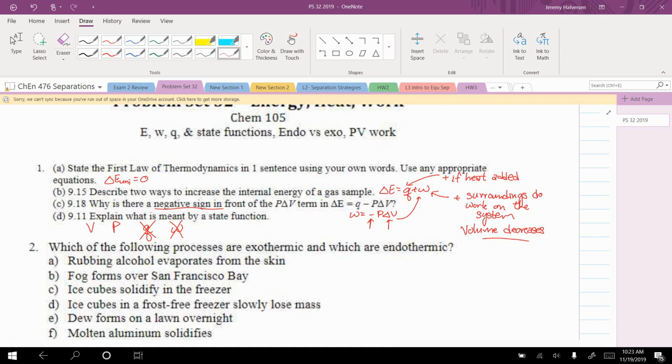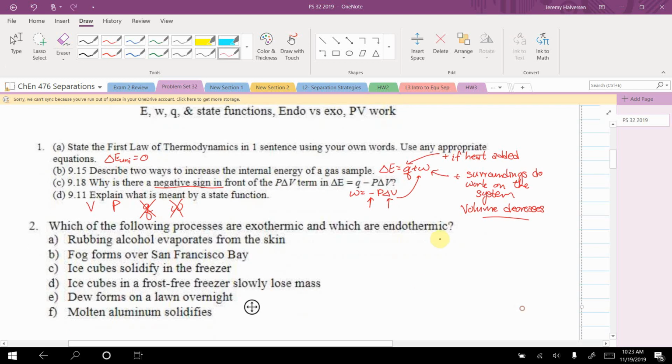All right, so let's talk about these. Which of the following processes are exothermic or endothermic? In essence, what we're asking is whether Q, my heat, is positive or negative. If it's exothermic, Q is negative. If it's endothermic, Q is positive. Okay, so that's what we're asking.